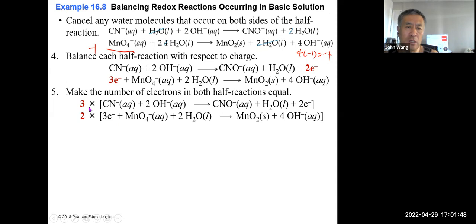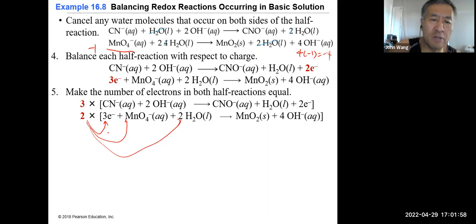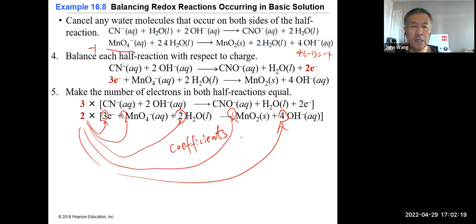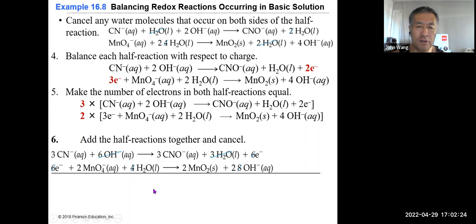What this means is you multiply every coefficient by this same number, for the reactants and for the products, right? Those with no number mean one. We call them the coefficients, so make sure you multiply every coefficient. Then you will have the same number of electrons in both equations: six electrons here, six electrons here. Even though this is in the first equation and this is in the second equation, when you add them, they become one equation. So just pay attention to whether they are on the left or on the right.